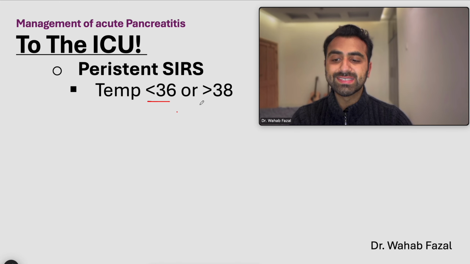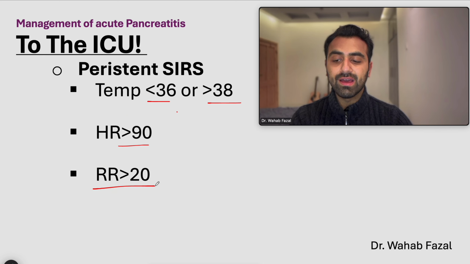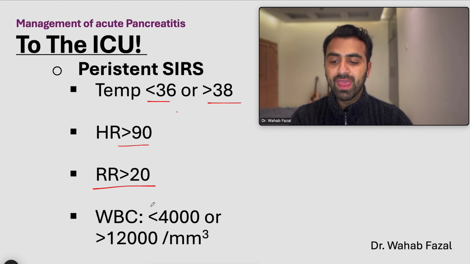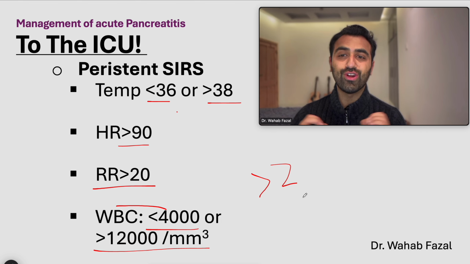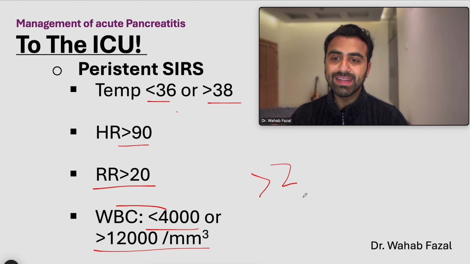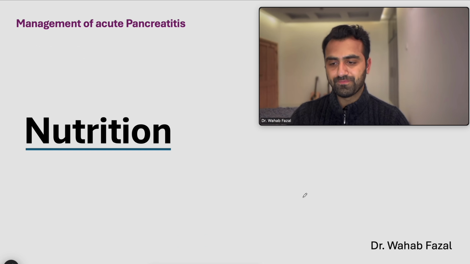If the temperature is lower than 36 or higher than 38, if they have a heart rate greater than 90, a respiratory rate greater than 20, and if their WBC is either less than 4,000 or greater than 12,000. If you're getting more than 2 of these things, you want to think of getting them to the ICU. Of course, these are not definitive things.